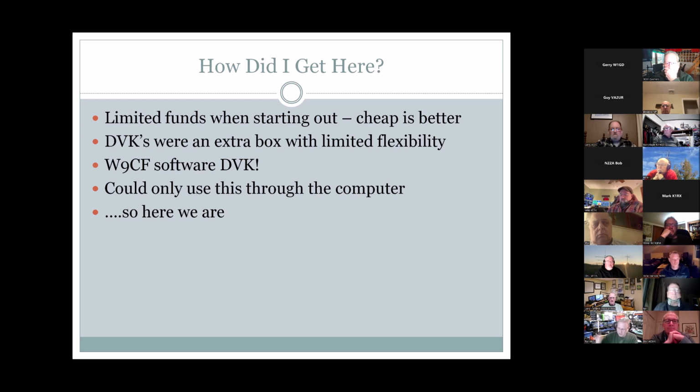so I can hit the F1 key and have my audio come out? It's fine to control a rig or press the button on the rig, but how can I record on the fly? DVKs were an extra box, a little bit of limited flexibility. Maybe in the 90s you could record maybe 4 messages or whatnot.